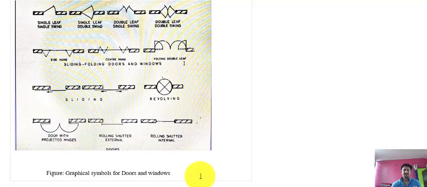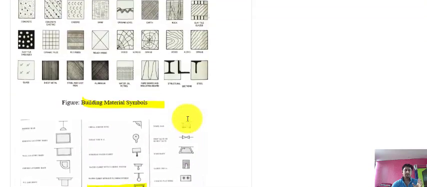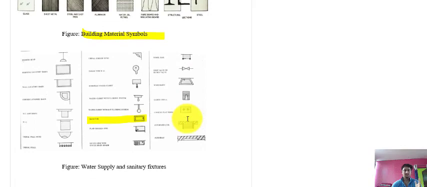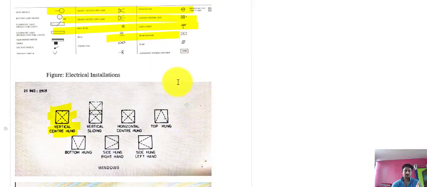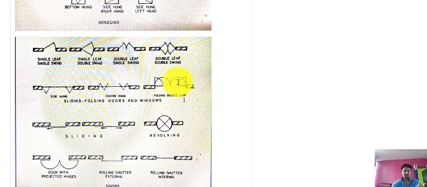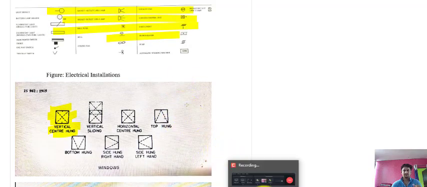These are the graphical representations of symbols of doors and windows, and these are the symbols for the material I have shown you. These are for water supply and sanitary fixtures, and these are for electrical installation. We have discussed what types of symbols are used for doors and windows. I hope this part is clear, and that's it for today. Thank you very much.